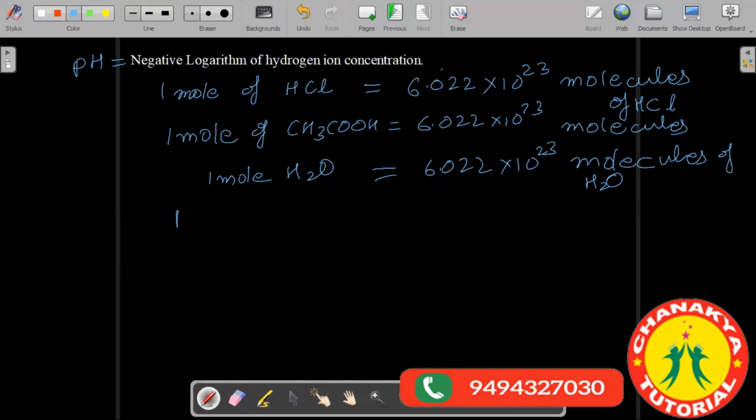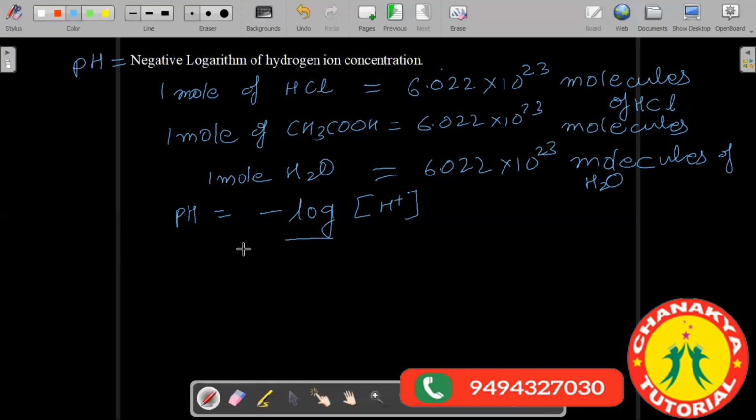We can write pH equals negative logarithm of H plus ion concentration. Here the square brackets represent the concentration, negative, and logarithm or log is a mathematical operation. Log or logarithm is a mathematical operation. Got it? Yes, sir. So this is how we define it.